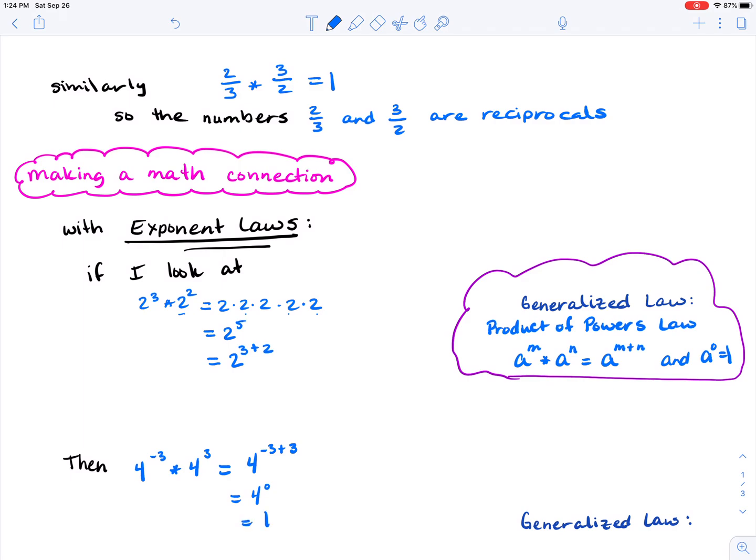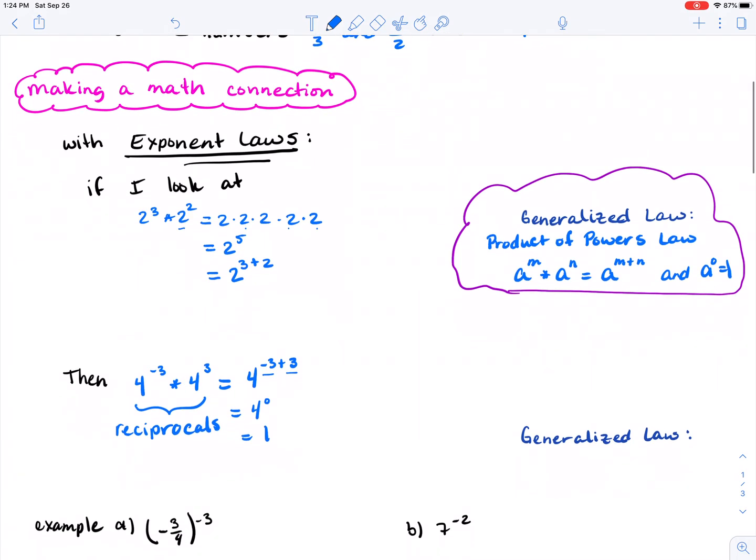Now, 4 to the negative 3 and 4 cubed are what we would call reciprocals. That means we can also write them in this way. So 4 to the negative 3 is the same as saying 1 over 4 cubed. And obviously if we multiplied it by 4 to the 3rd, that's the same as we saw up above. So those two are reciprocals.